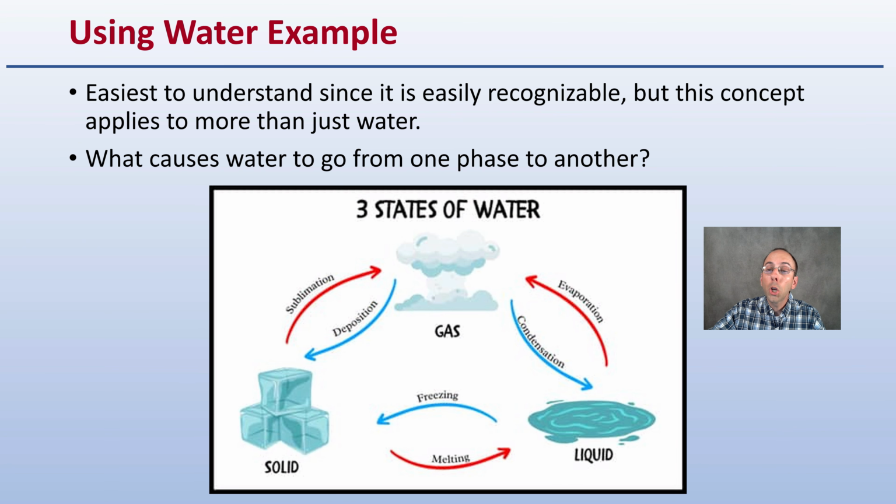All right, so as I said, we're going to use water as the example because it's easy to understand since it's easily recognizable, but this concept applies to more than just water. And the question we want to ask: what causes water to go from one phase to another? Again, it applies to other things, but we're probably more familiar with the ice, the gaseous form, and the liquid form of water, the evaporation, the freezing, the deposition, the sublimation, the melting, all of those key terms as water is going from one phase to another.